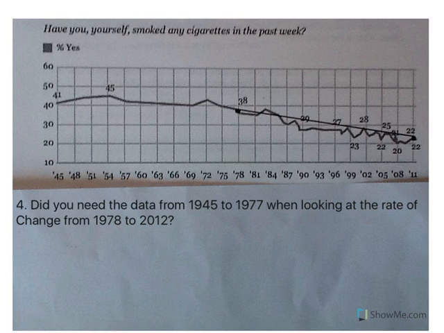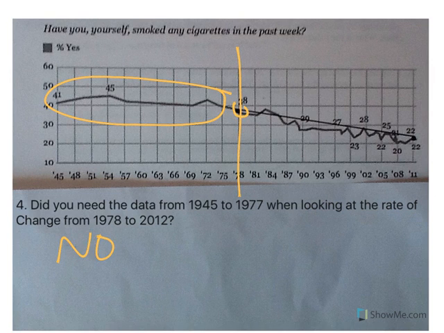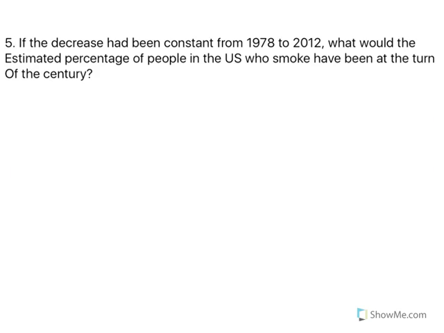So, did we need the data here to create this model? And the answer is no, because we used this y-intercept and then we used these 2 points to find our slope. So no, we didn't use anything before that. If we would have, it would have changed our model. If the decrease had been constant from 78 to 2012, what would be the estimated percentage of people who had smoked at the turn of the century?